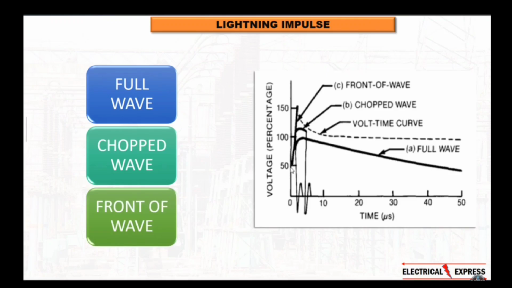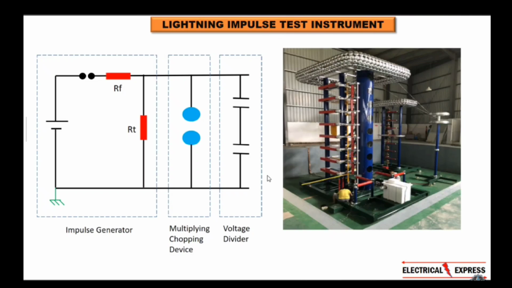The next one is front of wave. Front of wave means that the lightning has fallen directly on a transformer. So this is what we call front of wave lightning. I hope you have understood what full wave, chopped wave, and front of wave lightning are. Next we understand, friends, whenever we test lightning impulse, what are those instruments and how do we connect them?